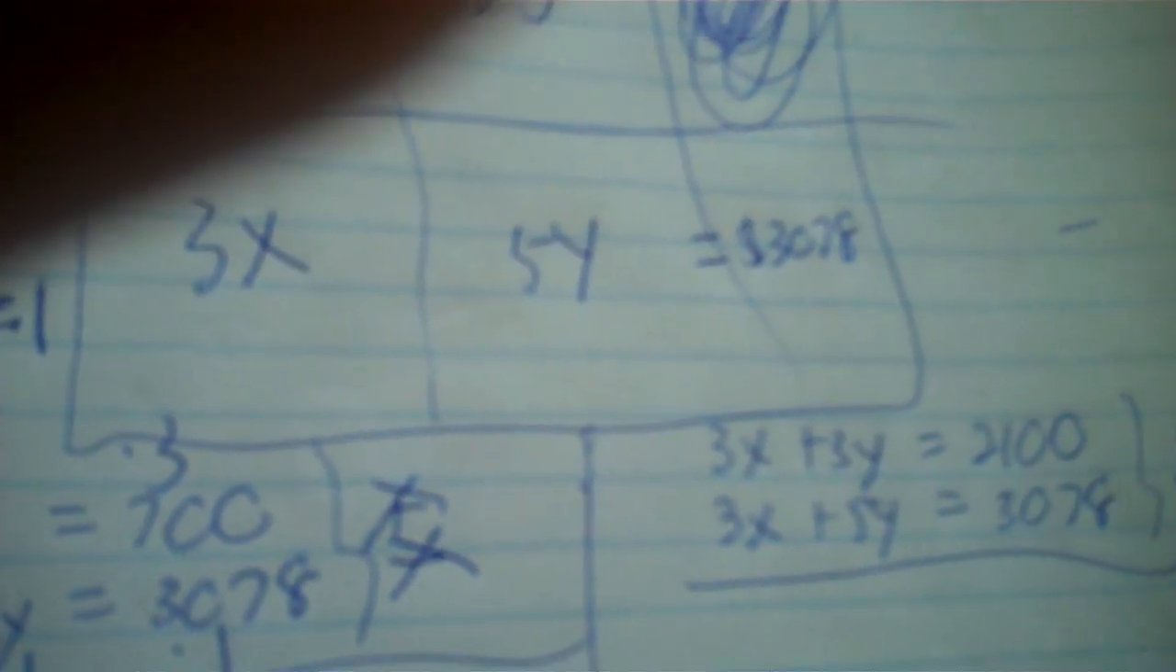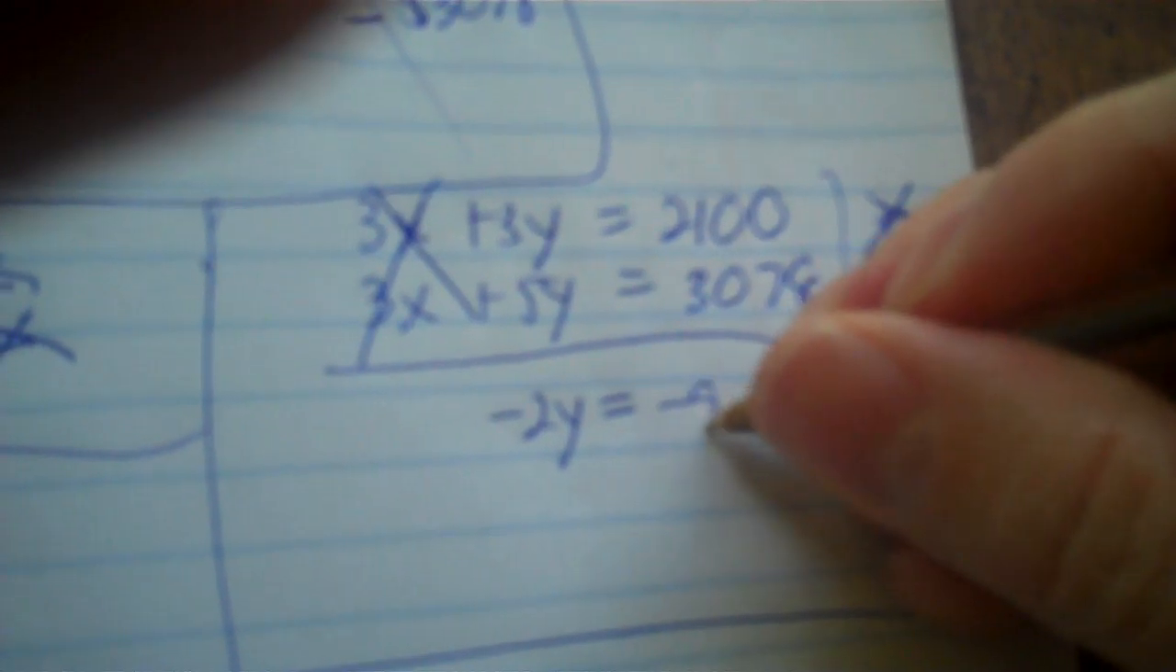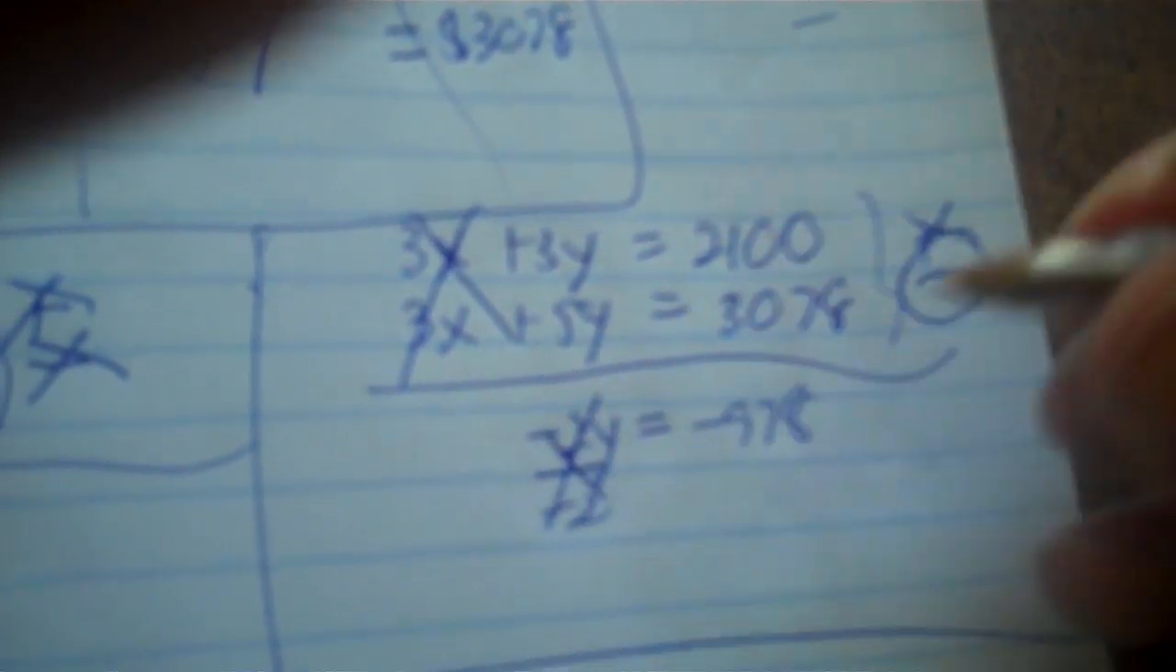Okay, do the little plus minus, okay? If you add them, it's not going to work, so you're going to want to minus them because 3 minus 3 is 0, okay? And then I go 3 minus 5, which is negative 2y. And I go 2,100 minus 3,078, that's negative 978. So then I divide by negative 2. Negative 978 divided by negative 2 is 489. Okay, so the Y, the adult, you got 489.